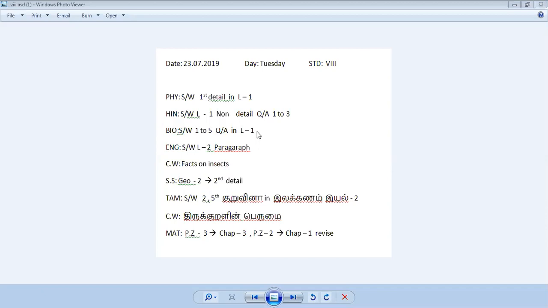And the second homework is biology. Biology: study and write questions 1 to 5 in lesson 1. So 1 to 5, I think the learning resource is given. 1 to 5 in lesson number 1. First question, what is a crop or what are crops? The group of plants of the same kind which are cultivated together on a piece of agricultural land are known as crops. So plants that are cultivated on a particular area or agricultural land are called crops.